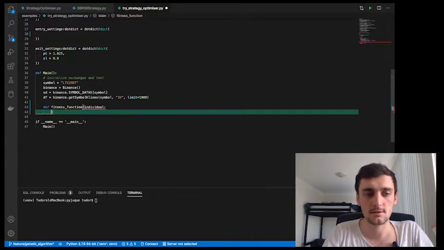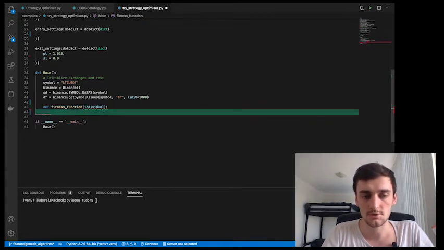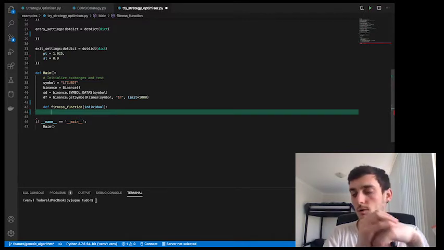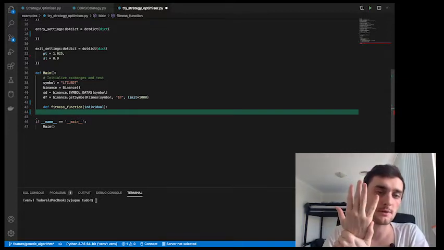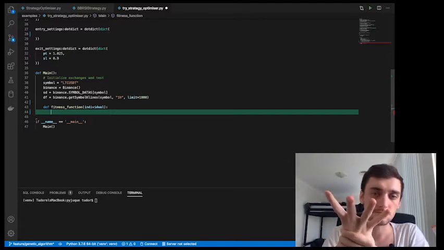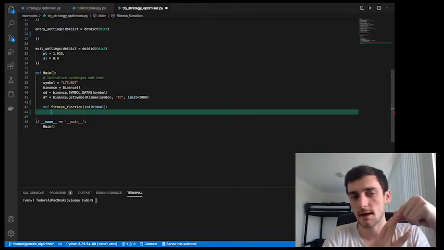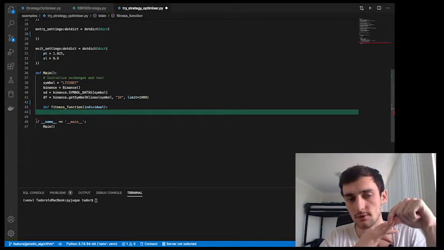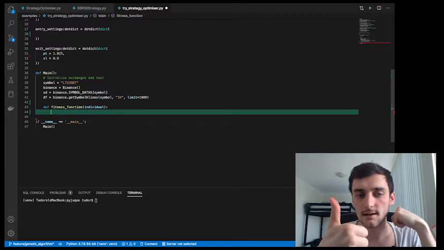And the fitness function computes the fitness of one individual. So how does it look? We want to optimize five things. We want to optimize the four parameters of the strategy: RSI length, Bollinger Band's length, RSI overbought and oversold levels, and one last thing, we want to optimize the profit target, right?